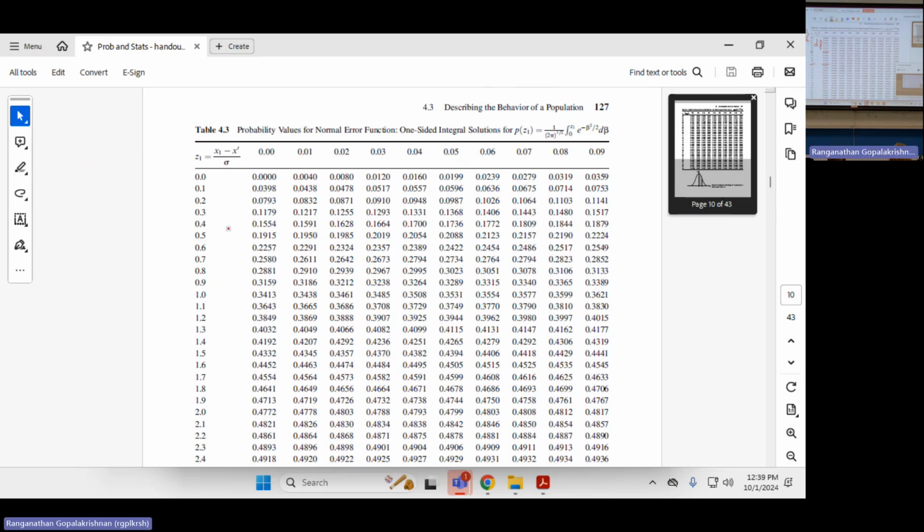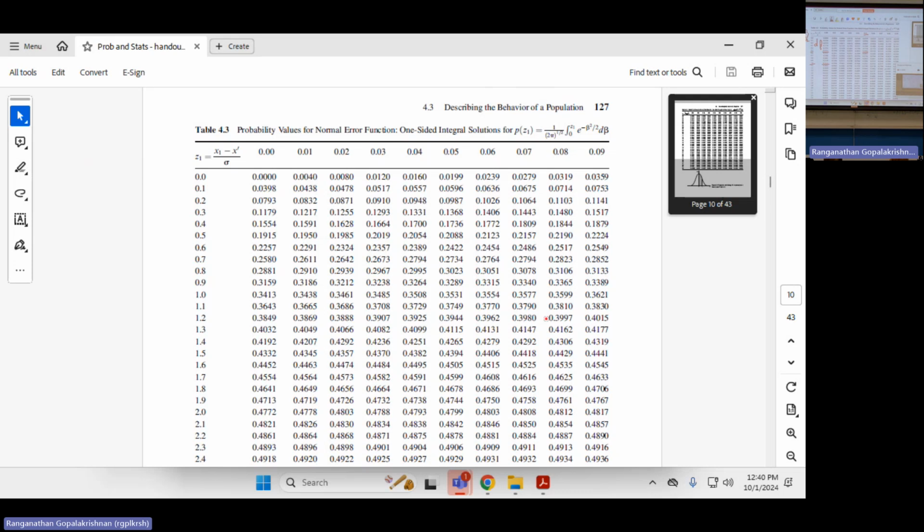0.1915, and it's given to 2 decimal points. Suppose I wanted 0.55, what will be the value? If I want 0 to 0.55, 0.5 is here, 0.05, so 0.2088. So this is the lookup chart. To understand the lookup chart, you need to know what is being calculated or tabulated, which is 0 to z, this integral.